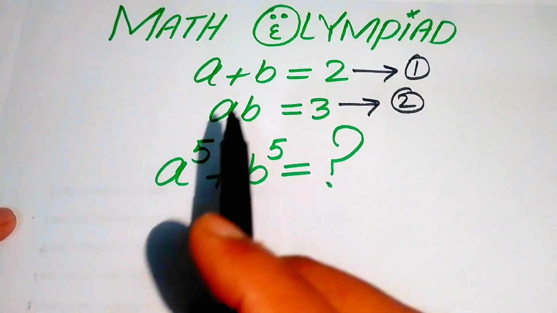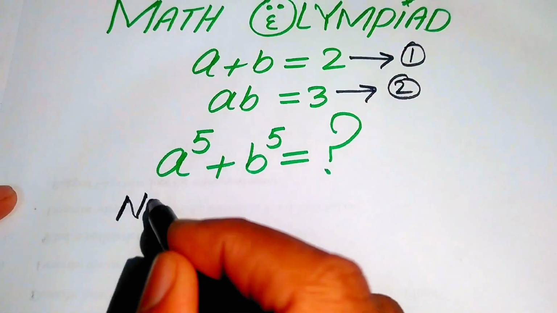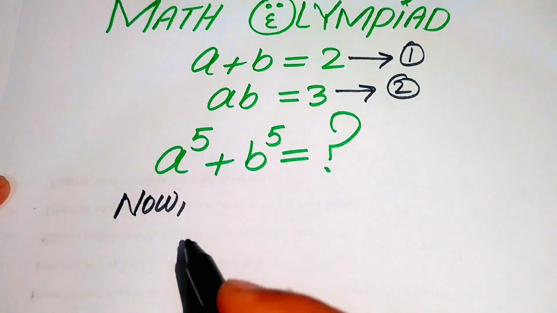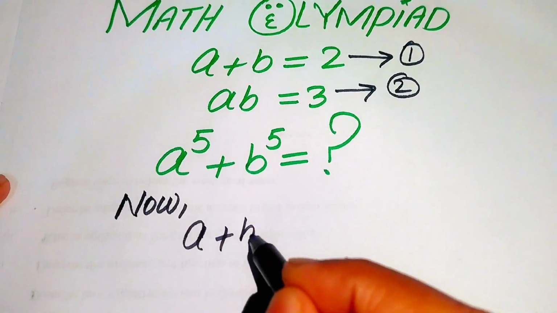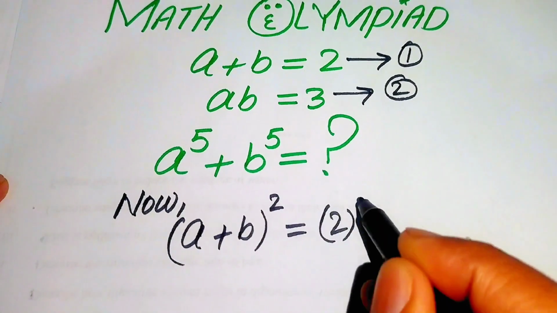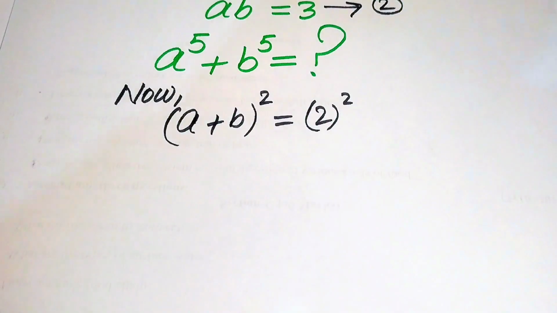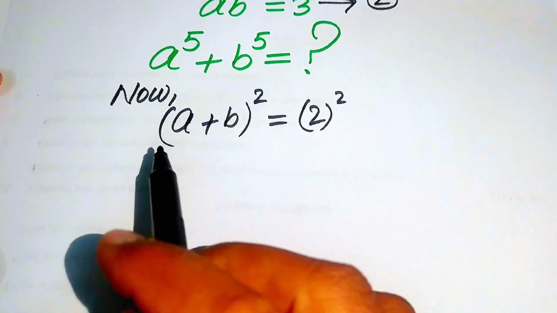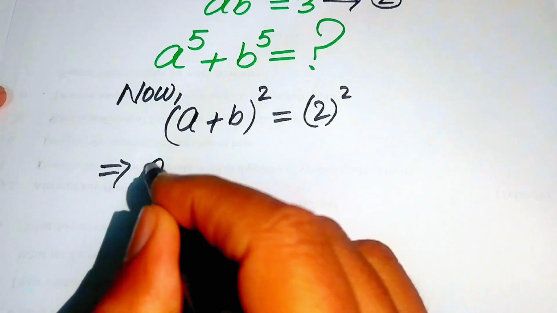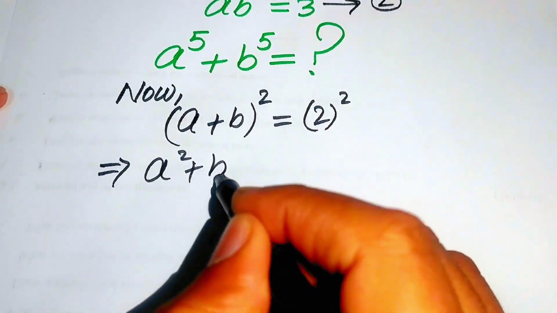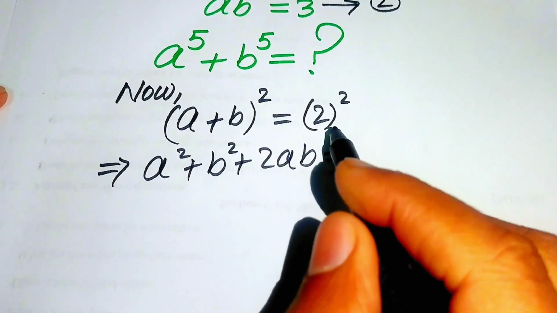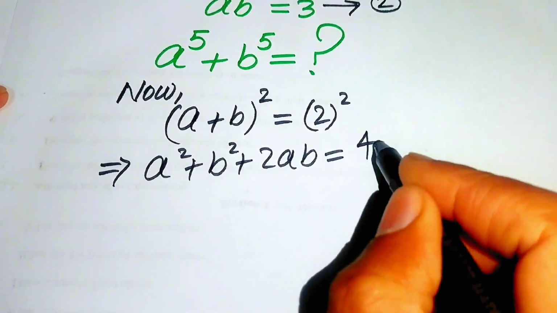Now first we focus on equation number 1, and we take the square of equation number 1 on both sides, and we write it as (a plus b) whole square equals 2 square. After that we use the square identity on the left hand side, and it will be written as a square plus b square plus 2 times ab equals, the square of 2 becomes 4.